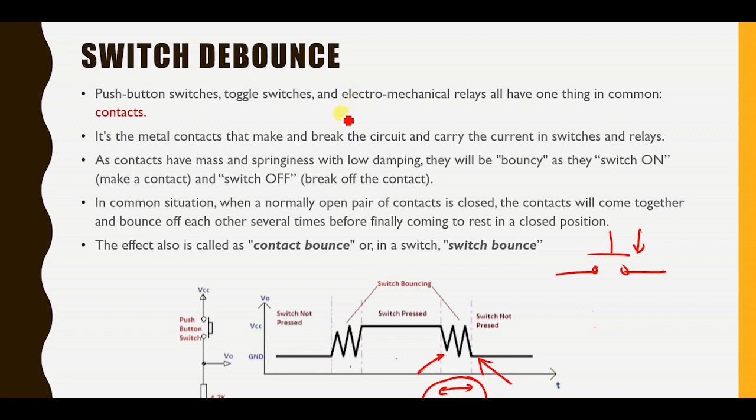This is because of a mechanical contact. Push button switches, toggle switches, and electromechanical relays all have the same issue. The metal contact can break the circuit and carry the current in switches and relays. So it has a mass and springiness with low damping, and it will be bouncy as it switches on or off. It is also called contact bounce or switch bounce.